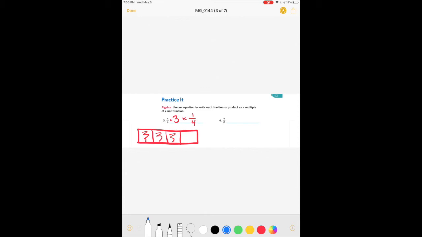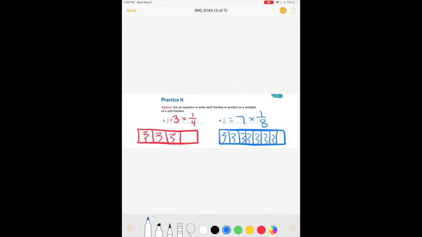For 7/8, I need a fraction bar. And I need to divide it into eighths because my denominator is 8. And I need to color 7 of them in. So how many 1/8 pieces did I use? 7 1/8. So 7 times 1/8 is equal to 7/8.